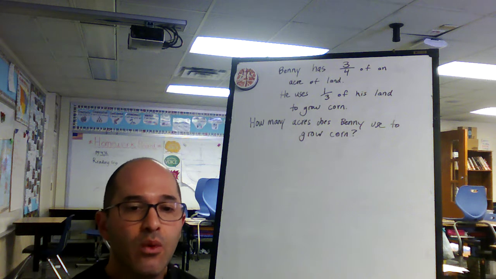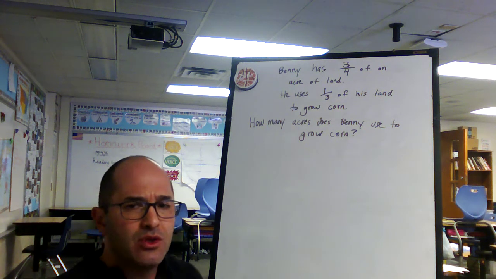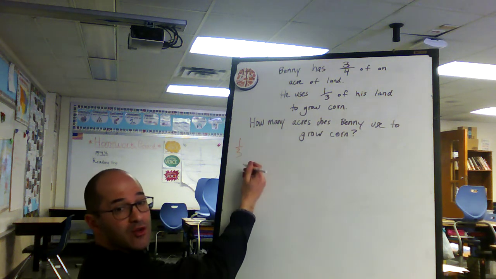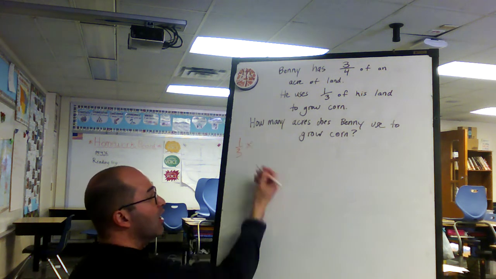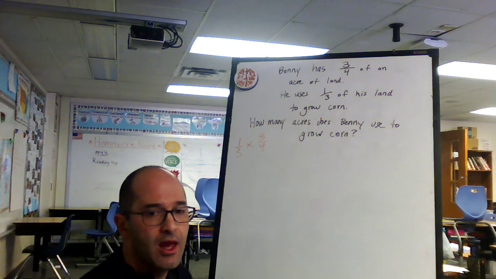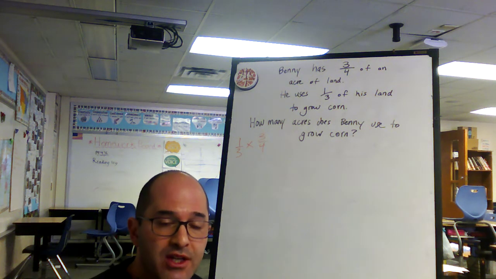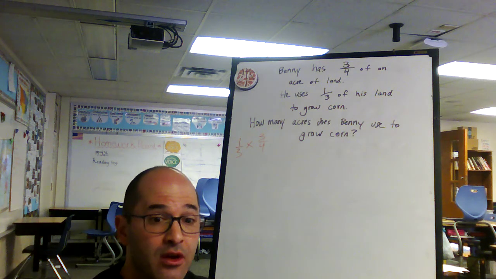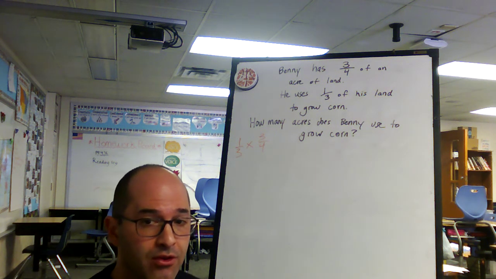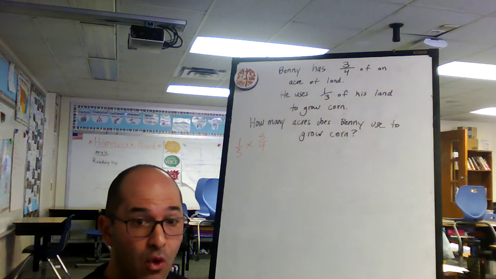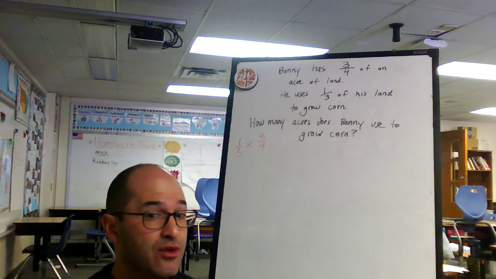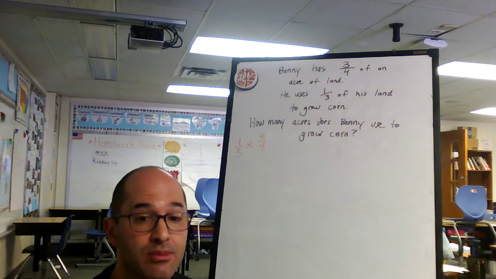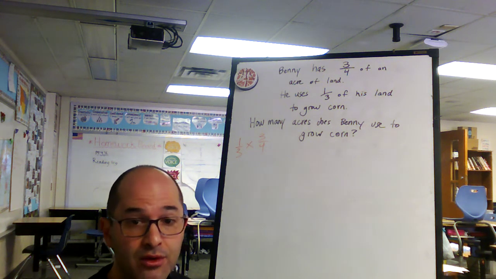Off the top of my head, I know when "of" means multiply. So I'm going to be doing 1/3 of his land, so it's 1/3 of, "of" means times, 3/4. And I know anytime you multiply a fraction by a fraction, the product's going to get smaller because you're finding a third of 3/4. So Benny's corn is going to be less than 3/4. The product's going to be much smaller than 3/4.